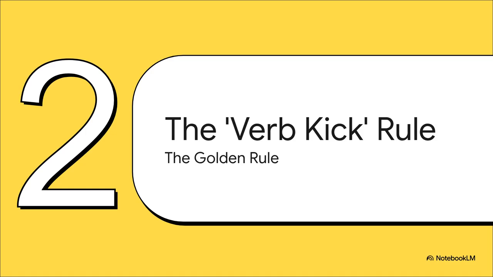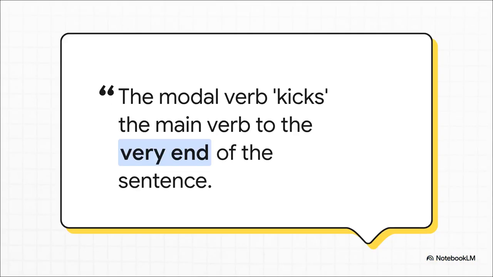Okay, now for the most important part. Seriously, this is the one rule that explains everything about that crazy jumping verb. I call it the verb kick rule. Once this clicks, German sentence structure is going to make so much more sense. So here's the deal. When a modal verb enters a sentence, it takes that powerful second position, the spot where the main verb normally lives. And when it does that, it literally kicks the main verb all the way to the very end of the sentence. That's it. That's the entire secret.